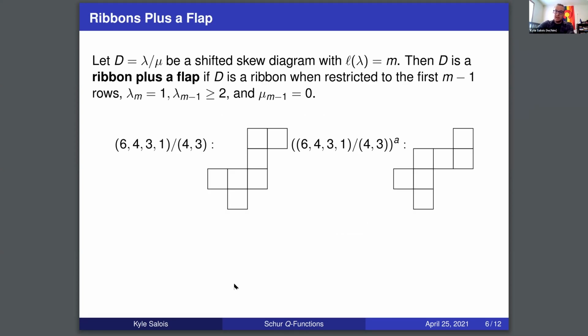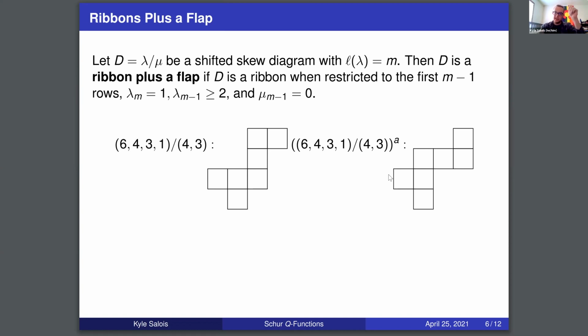So here's our more rigorous definition of a ribbon plus a flap. This is a ribbon, and then you add a new row on the bottom and you put a single box in it, and it must be connected to your old shape. It's pretty straightforward. Here's an example of a skew shape that is a ribbon plus a flap on the left. And then on the right is what we're calling an antipodal reflection, where you reflect the shape through the northeast-southwest diagonal.